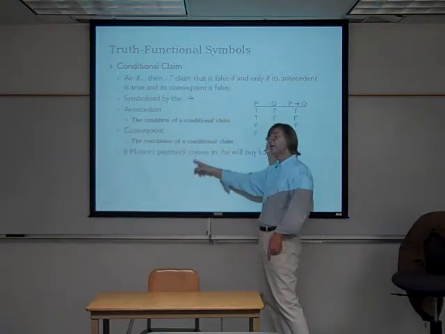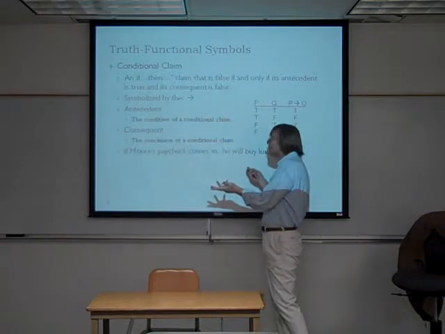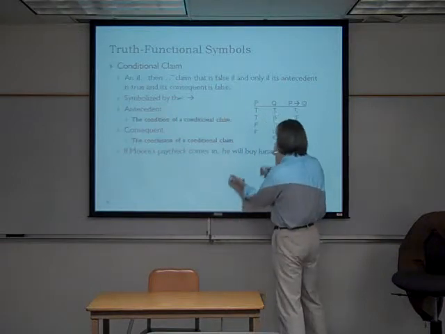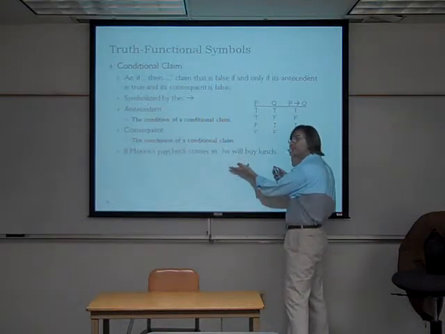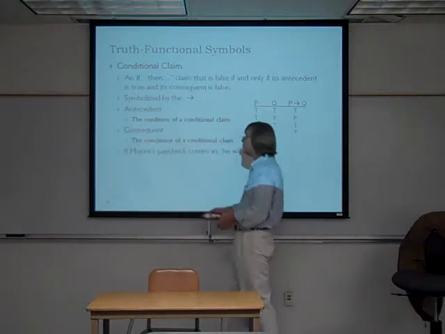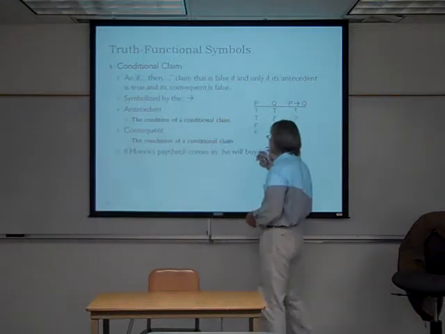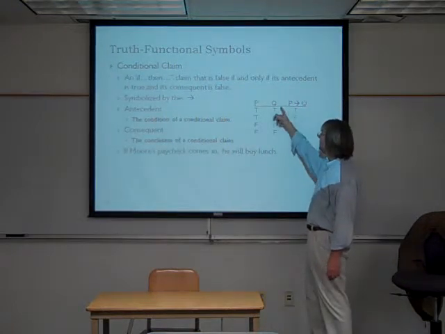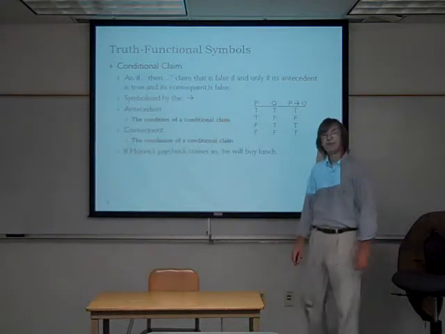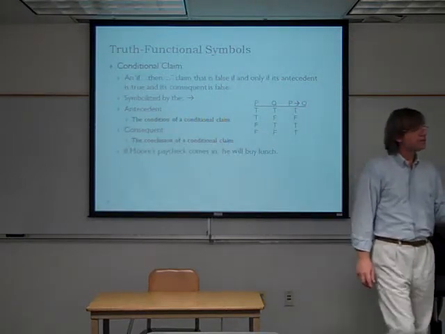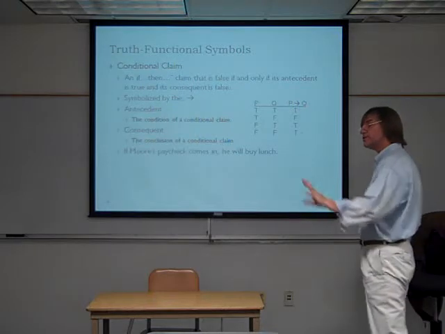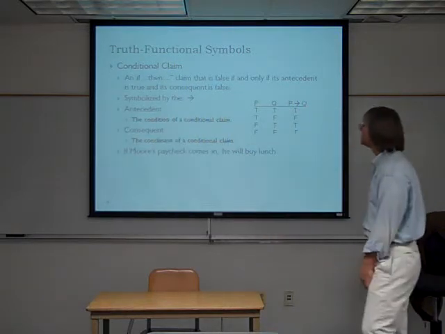If you don't have this part, then this statement's not really relevant. So in other words, if Moore's paycheck does not come in, it really doesn't matter whether he buys lunch or not. This is still going to be true. The only way it's going to be false is if this is true and that is false. Very good. And that's why the conditional has the truth values that it does. The conditional is only going to be false if the antecedent is true and the consequent is false. That'll show that the conditional claim is false.